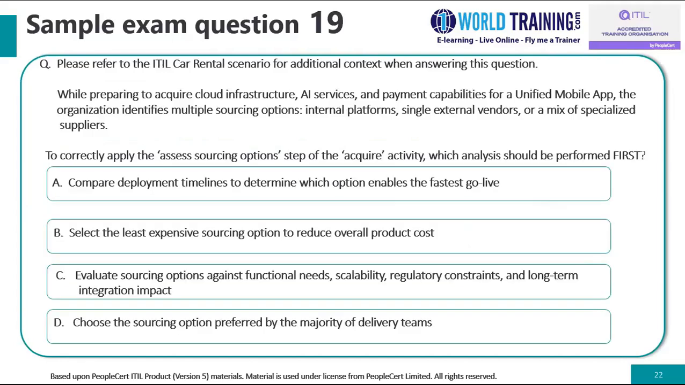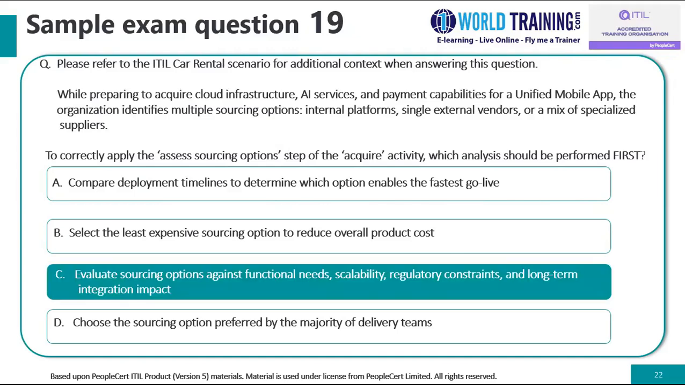The next one is a question on sourcing assessment in acquire. ICR is assessing sourcing options for cloud infrastructure, AI services, and payment capabilities. Which analysis should be performed first? Correct answer is C, evaluating sourcing options against functional needs, scalability, regulatory constraints, and long-term integration impact.